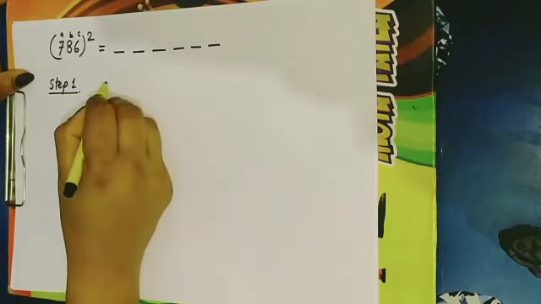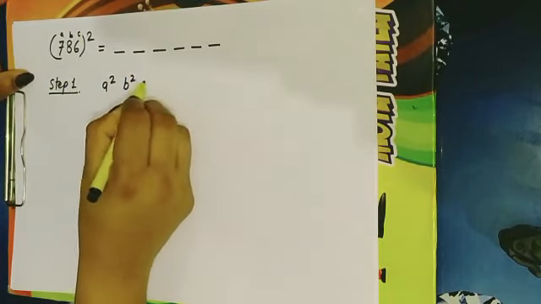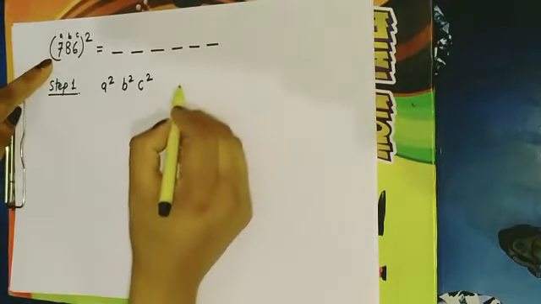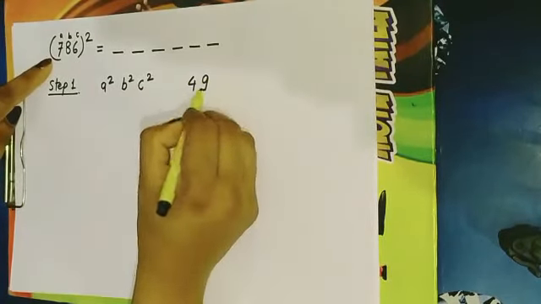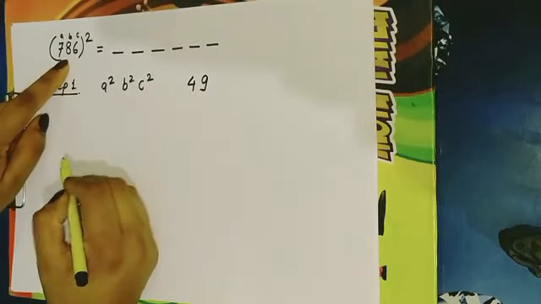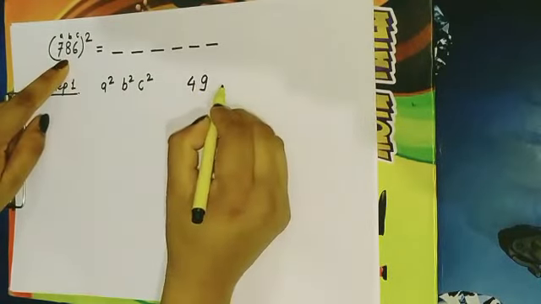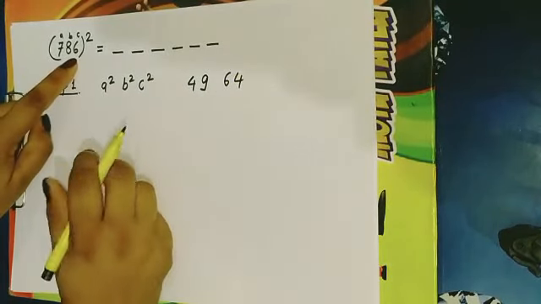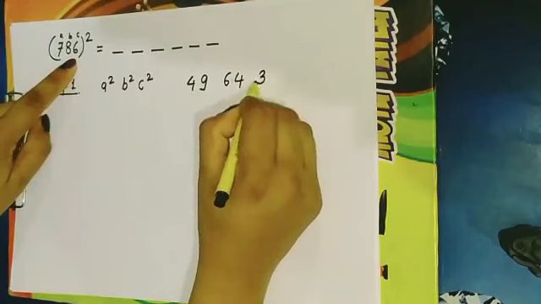First of all, I need to create A square, B square and C square, right? So I am writing A square, which means 7 square, so here it is 49. B square means 8 square, that is 64. Then C square means 6 square, that is 36.